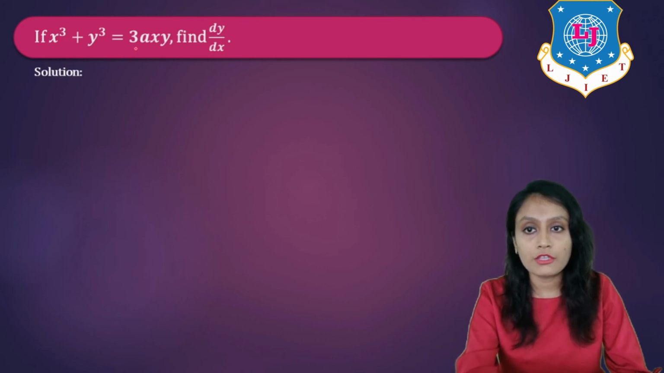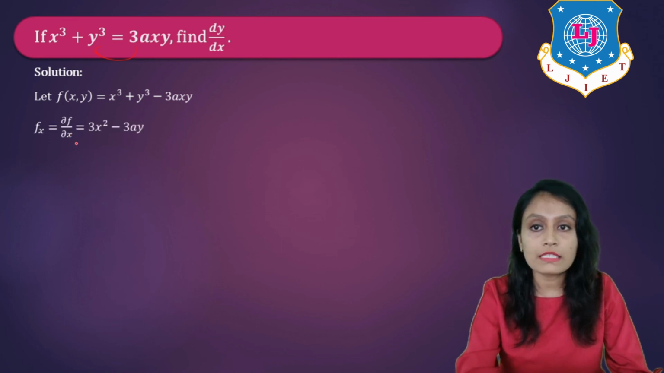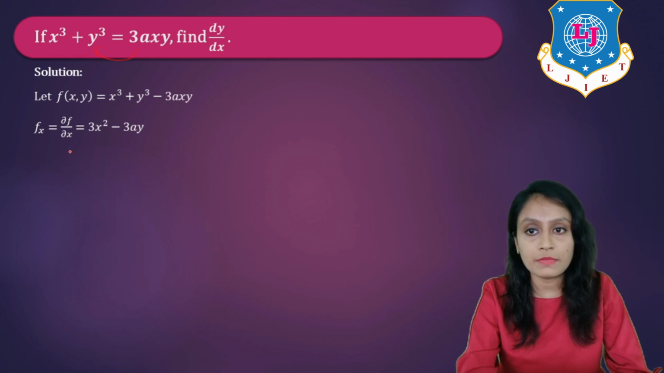Let's solve one example. If x cube plus y cube is equal to 3axy is given, we have to find dy by dx. So the solution: the function is given, x cube plus y cube, take 3axy to the left side, so you will get minus 3axy. Now let's find fx, that is del f by del x, the derivative of f with respect to x keeping y constant, so this term is 0. From here we have 3x square minus 3ay. Next, fy, the derivative of f with respect to y keeping x constant, gives 3y square minus 3ax.